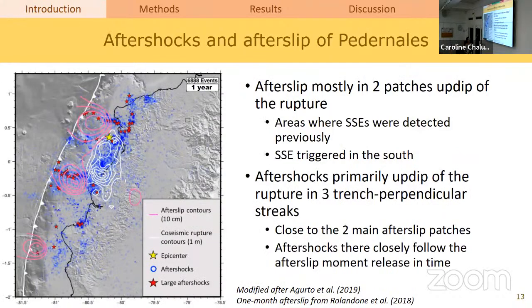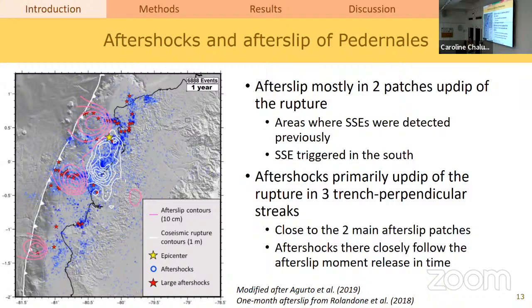So with these stations, we're able to have a pretty good idea of what the post-seismic period of the Pedernales earthquake looks like. This image here is modified from Agurto 2019. And you can see here, first of all, the afterslip is shown in pink. This is the first month afterslip by Rolandone. You can see that there are two main patches of afterslip that occur up dip of the rupture zone, with a third patch here that is actually a triggered slow slip event. And all of these regions of increased afterslip correspond roughly to regions that have slipped in slow slip events before.